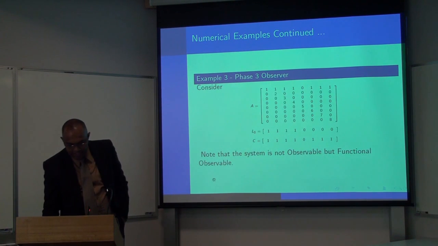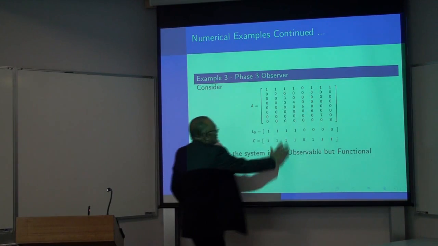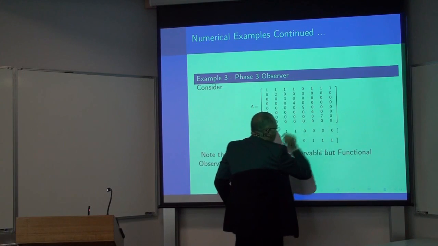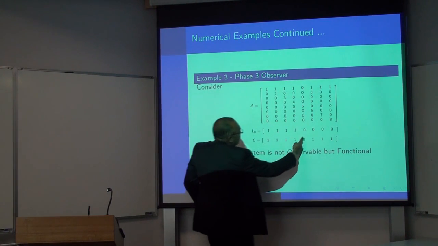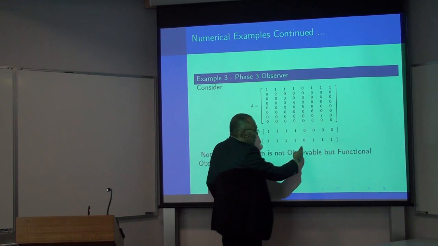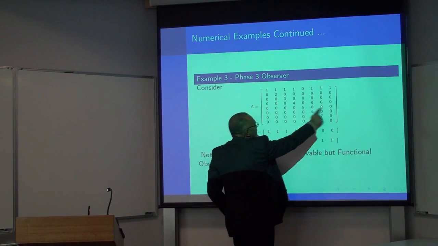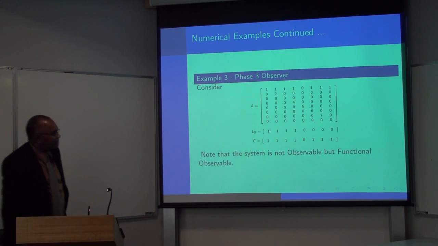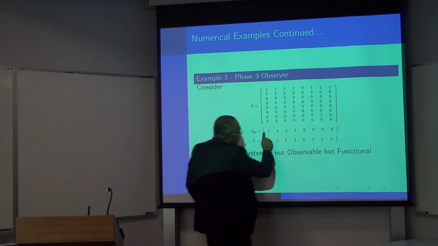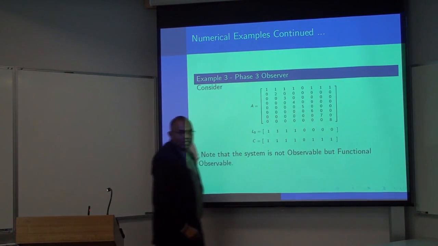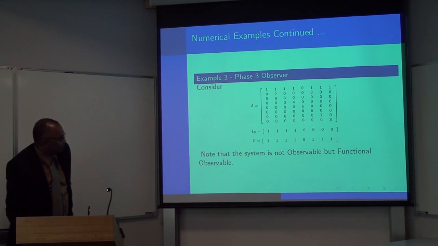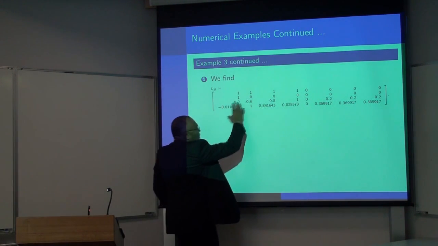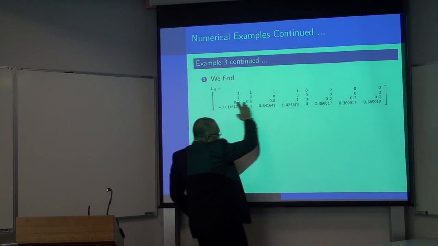This is a phase 3 observer. Here is a system. How many? 1, 2, 3, 4, 5, 6, 7, 8. Notice that this is not observable because there is a 0 here and there's a 5 there. So the system is not observable. But we want to estimate this function here, which is L naught, right? We find that in order to satisfy condition 1, we need to add 3 rows.